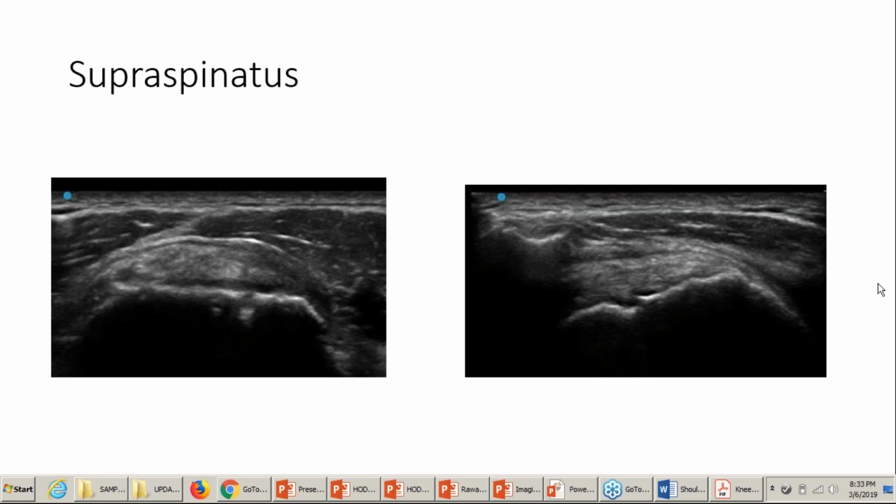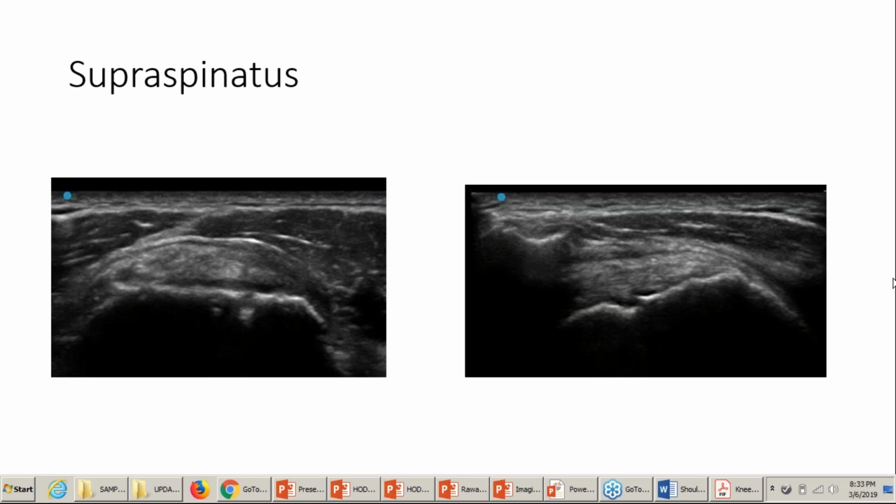And if you scan infraspinatus after this, you will also have a comparison with infra, because supra is supposed to be thicker than infra. Let's say in this case, although you did not put calipers, you see infra and supra almost the same thickness, then there is definitely some thinning of supra, because supra is supposed to be thicker than infra. You would also want to include the cortical irregularity in your impression, wouldn't you?